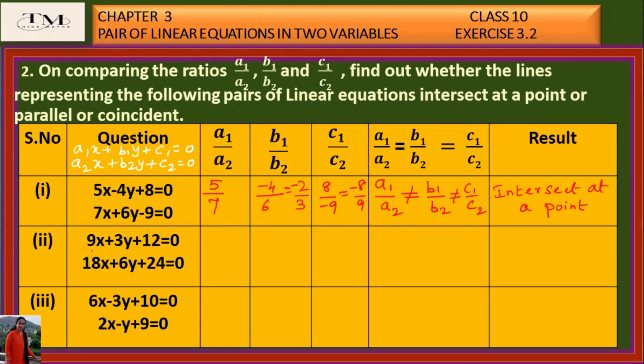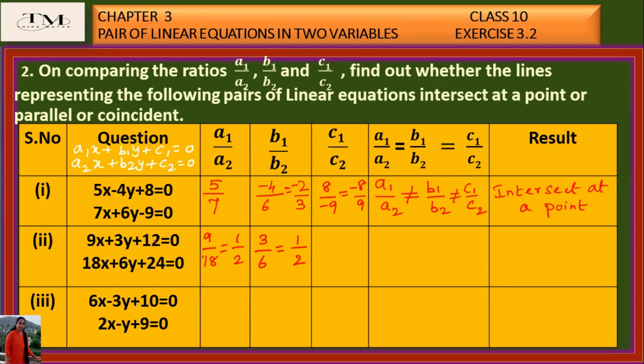So next sum, 9x plus 3y plus 12 is equal to 0, and 18x plus 6y plus 24 equal to 0. So here A1 by A2 is 9 divided by 18. Both are multiples of 9, so we can divide by 9. 1 9s are 9, 2 9s are 18. Next B1 by B2 is 3 divided by 6. Both are multiples of 3. If we divide by 3, 1 3s are 3, 2 3s are 6.